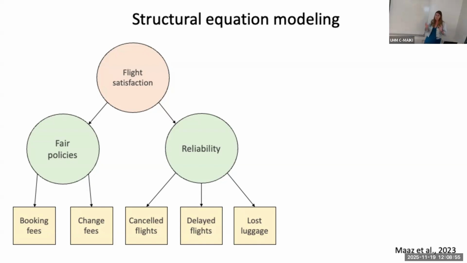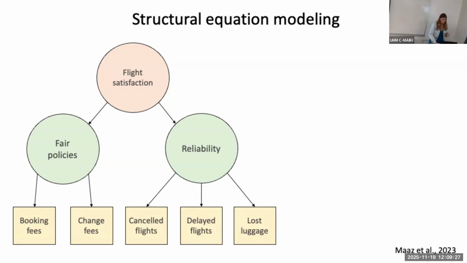And then from that, you still can't necessarily directly measure fair policies or reliability. So then you think about, okay, what are the indicators of fair policies? What are the indicators of reliability? And then that's where you can measure: what are the booking fees? How do they differ from airline to airline? What are the change fees? What's the number of canceled flights, the number of delayed flights, and the occurrence of lost luggage? This is the framework that you can use, using these indicators to measure these latent concepts.